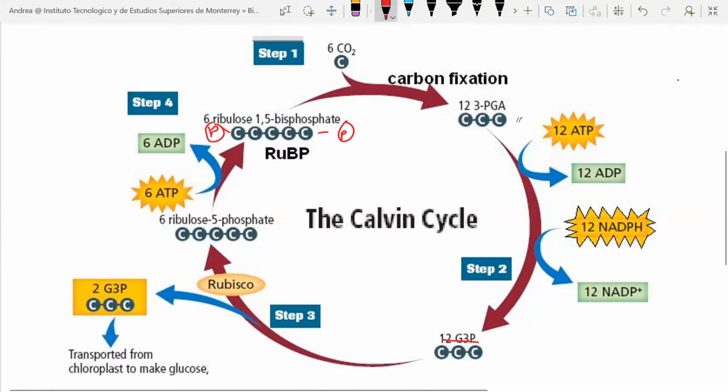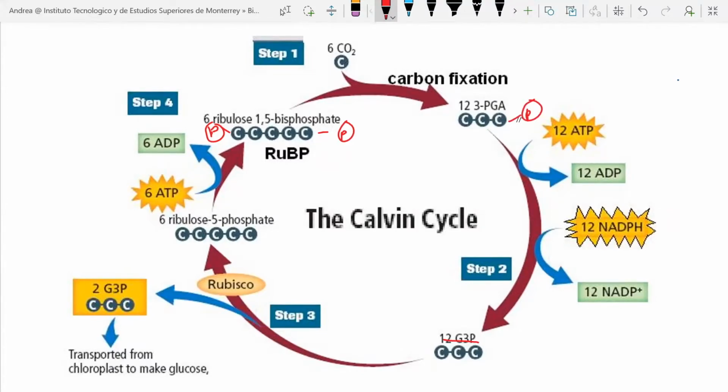And so 6 RuBPs will be reacting with 6 molecules of CO2. And this is called carbon fixation. This means that the carbons that are taken from the CO2 are put into a solid structure, which is the RuBP. So this will generate 12 PGAL or 3-PGA, as you wish to call it, which is the phosphoglyceraldehyde or glyceraldehyde 3-phosphate, which is a 3-carbon molecule and a phosphate group.